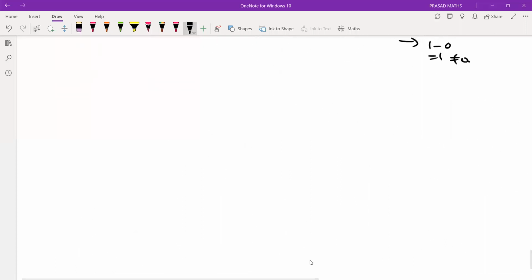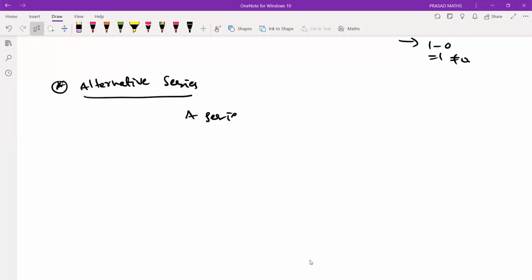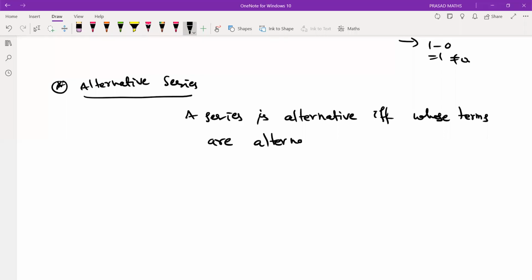Next is the last topic, alternating series. A series is said to be alternating if and only if consecutive terms, the product of consecutive terms, whose terms are alternating, positive, negative. So this is what an alternating series actually is.